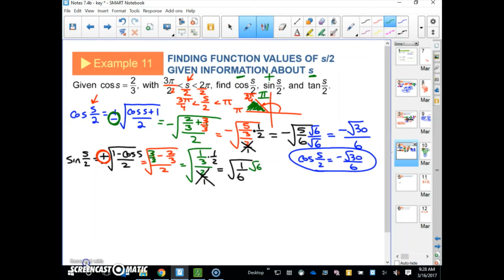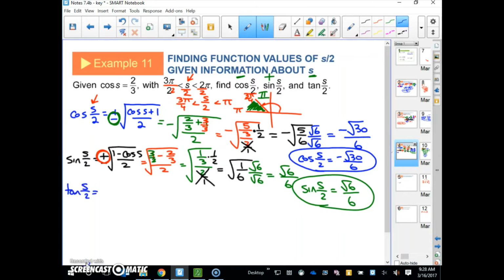Again, we're going to rationalize the denominator, and we end up with the square root of 6 over 6. So when I look at sine s over 2, that's the square root of 6 over 6. And so now let's do tangent s over 2.